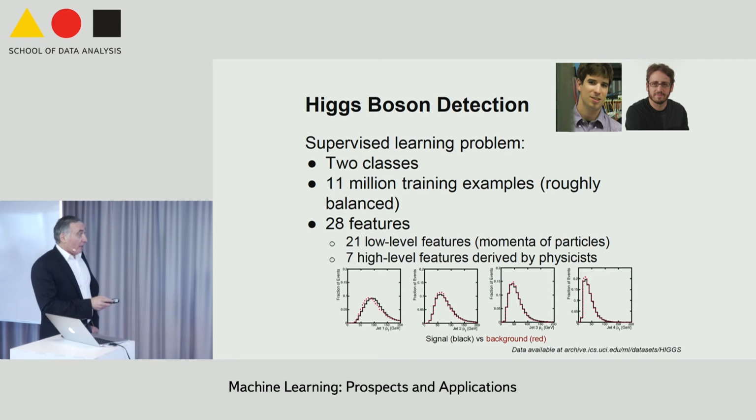So we have 28 features, a vector of 28, if you want to use the full vector: 21 low-level features, which are essentially momenta of the particles, and then 7 high-level features derived by physicists. And you can see when you plot the histograms of the events and the background that there are tiny differences, which is, of course, what you're going to use.